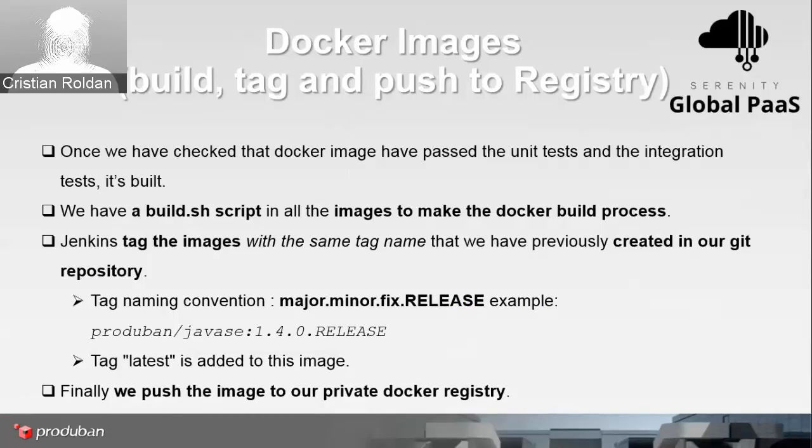Git repository. The tag naming convention is the classic release convention: major change, dot, minor change, dot, fix, dot, release. This is an example. And later, we add the tag latest to this image. Finally, we push the image to our private Docker registry.